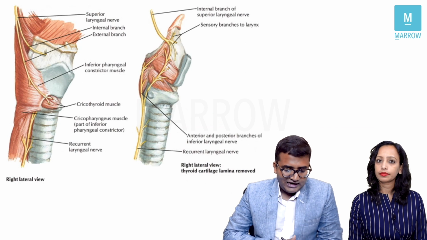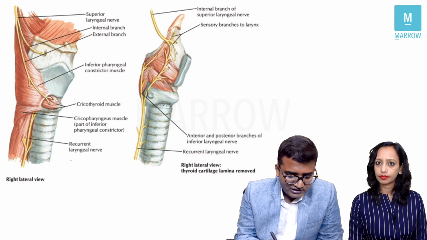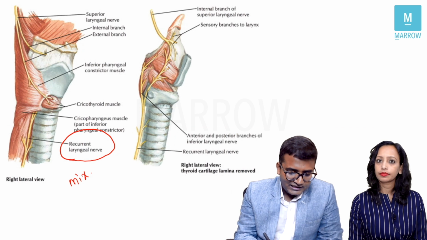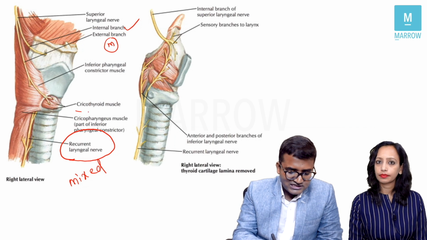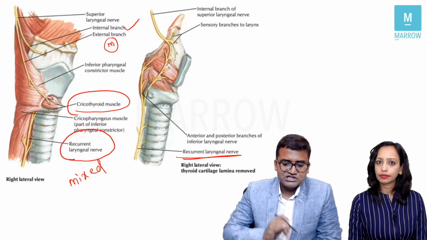Now see this diagram. Again, this diagram is showing the function of the external laryngeal nerve, internal laryngeal nerve, and the recurrent laryngeal nerve. The recurrent laryngeal nerve, I told you already, is a mixed nerve. Yes, very good. And the internal laryngeal nerve is a sensory nerve, and the external laryngeal nerve is a motor nerve that supplies only one muscle, the cricothyroid muscle. All the remaining muscles are supplied by the recurrent laryngeal nerve.